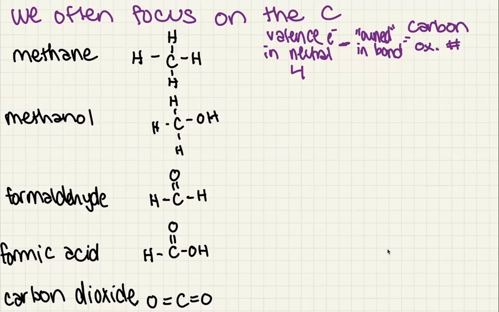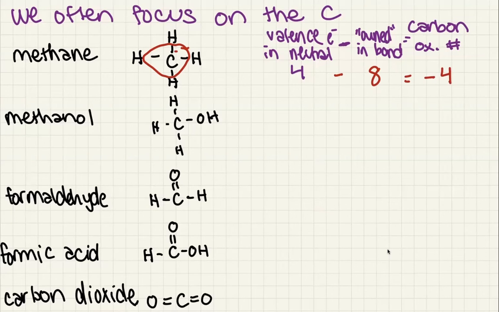Okay, so let's start with methane. Well, if we were to split this bond, basically it would get to take all of these because it's more electronegative than the hydrogens. So it would start with 4. Well, now it's going to get to own 8 because remember there's 2 electrons per bond. And so we would get an oxidation number of -4 for the methane.